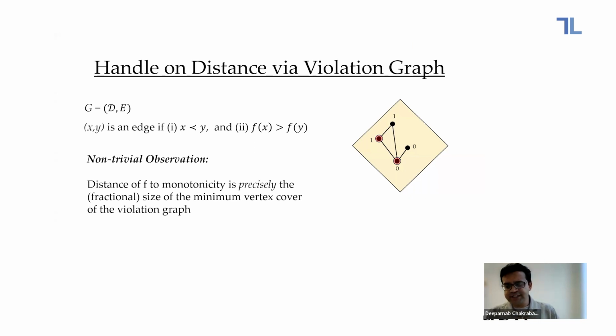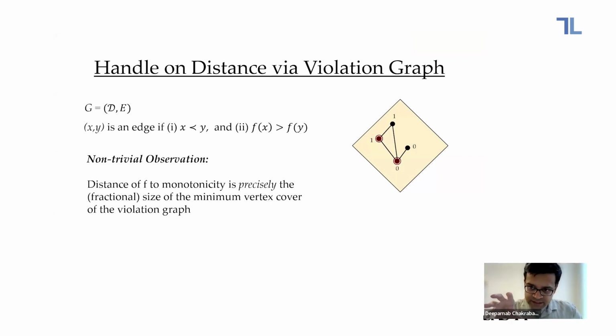the distance to monotonicity is precisely the size of the vertex cover. So Deeparnab, is it because all the other edges go to the vertex cover vertices, and otherwise you don't have edges? So these partial relations don't matter. Is that the reason?